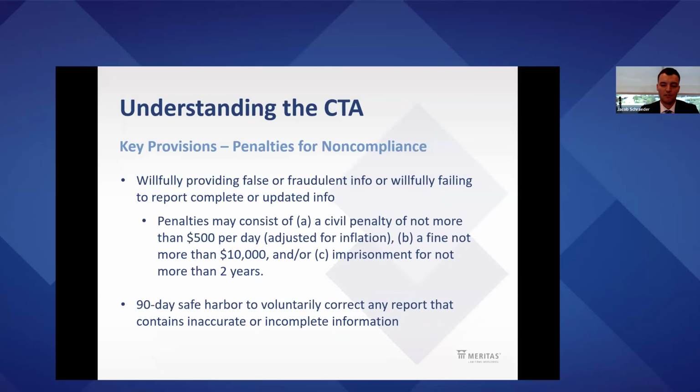And then moving on to the next slide for penalties for non-compliance. This is an item where, given the novelty of the law, there has not been too much guidance from FinCEN because the law just hasn't really had to be enforced too much yet. But what we do know, CTA has provided us with the information that you see here. So someone who willfully provides false or fraudulent information or willfully fails to report complete or updated information may be subject to the penalties that you see here. And it is important to note that ignorance is not a defense here. Next, let's consider if you file the report, but maybe you have a mistake on the report. There is a 90-day safe harbor to voluntarily correct such a mistake.